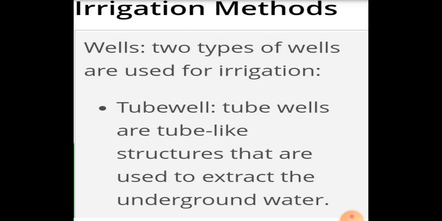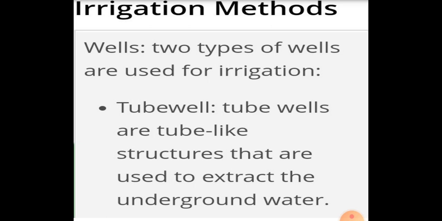Okay, now the first method is the well. Well, kuan, that you all know. So there are two types of wells which are used for irrigation. The first is the tube well. So the tube well is based on electricity. Okay, and the underground water is extracted with the help of a pump. And there is a tube on top through which the water is released.